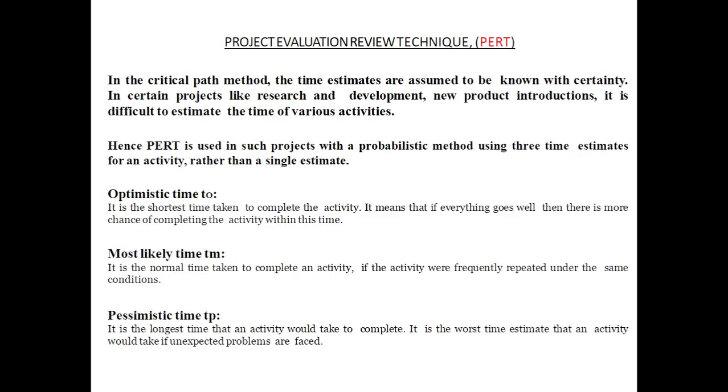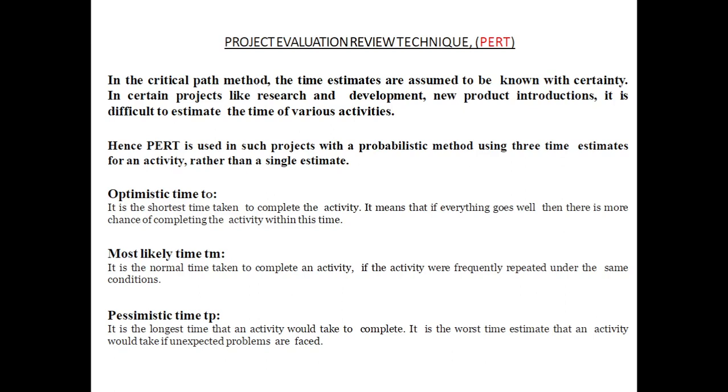And coming to the project evaluation review technique in detail, before starting a problem, we should concentrate on the project evaluation review technique method procedure. So in the critical path method, the time estimates are assumed to be known with certainty. In certain projects like R&D and new product introductions, it is difficult to estimate the time of various activities. Hence, Pert is used in such projects with a probabilistic method using 3 time estimates for an activity rather than a single estimate.